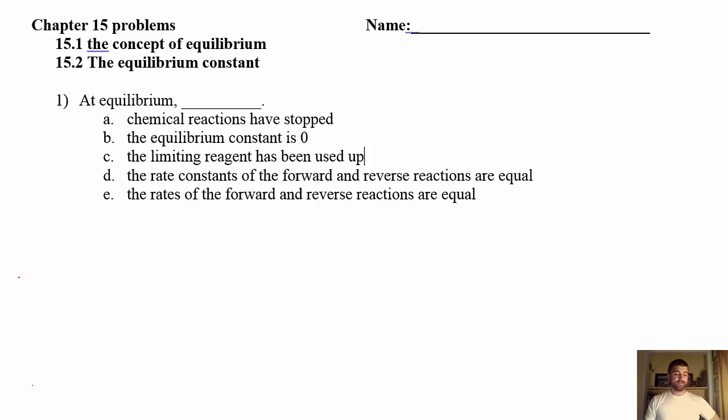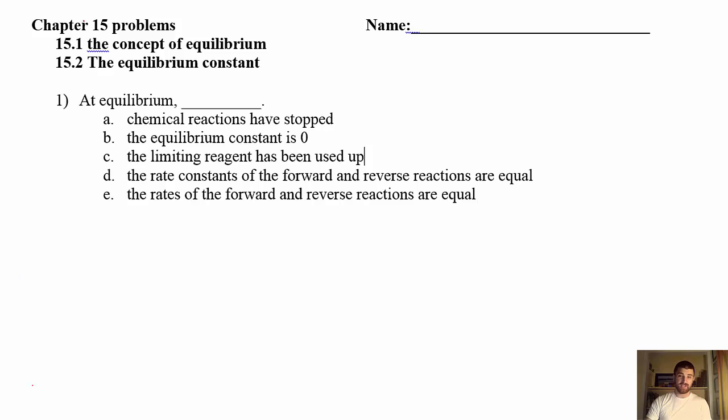Mr. Johnny here again, taking a look at some Chapter 15 problems where we're going to talk about equilibrium and the equilibrium constant. So we start off with some easy ones, and then we're going to get into some more complicated stuff. So 1, at equilibrium, blank.